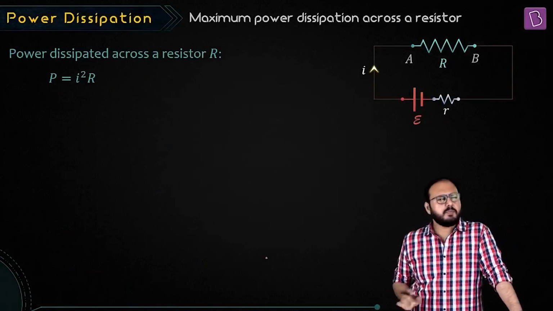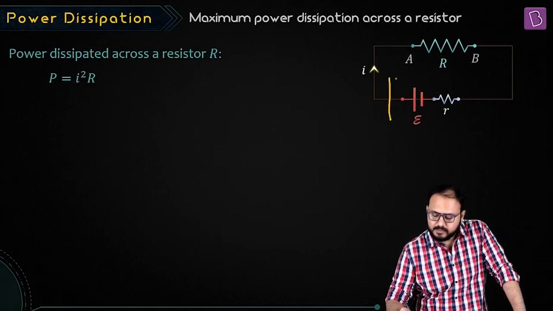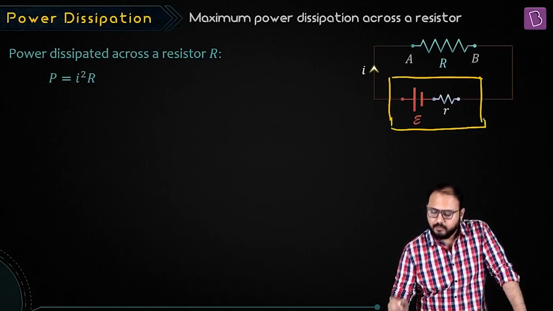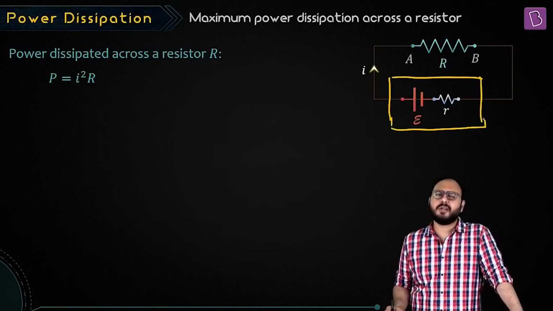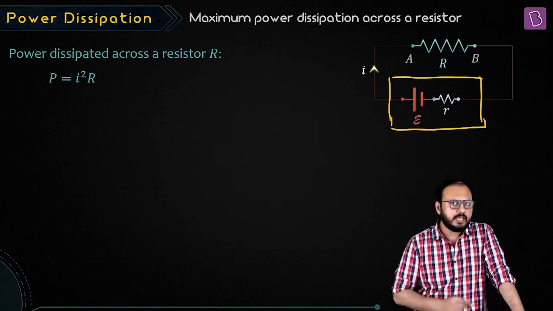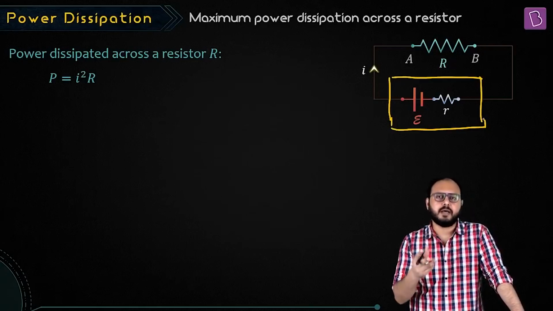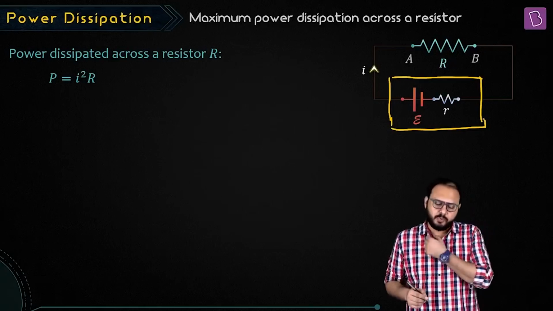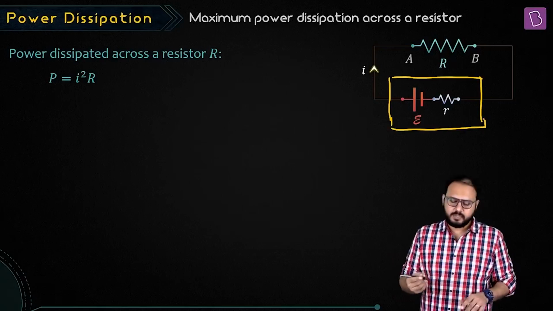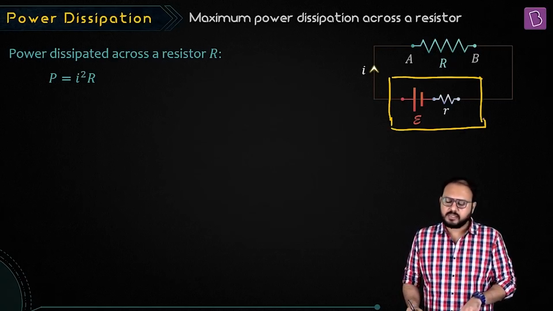Let's take a simple circuit. One real cell means this thing: one EMF and its own internal resistance, small r. A real cell is connected to an external resistance, capital R. The symbol for internal resistance is small r. What is the power dissipated across resistor R?